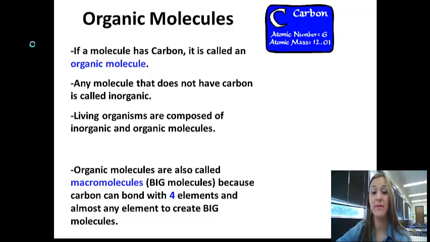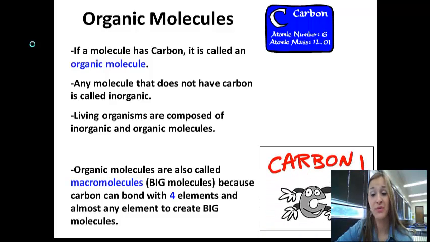And these organic molecules are sometimes called macromolecules. Think about what the word macro means. If we're talking about a microscope, we're looking at something that's really, really small. Macro is the opposite. It means we're looking at something really, really large. So macromolecules are large molecules that are formed from carbon. There are also other elements, and we're going to look at those, but carbon is the reason why we can form these big molecules. So here's the reason why.